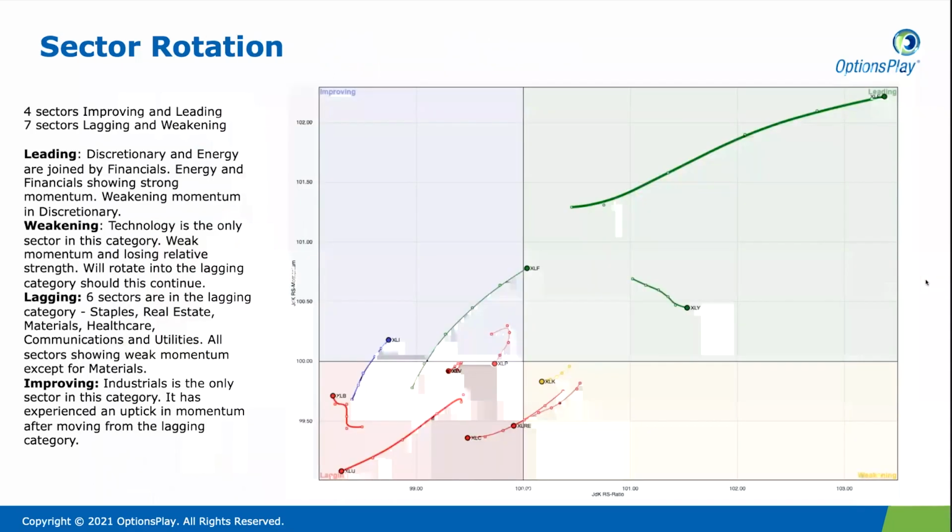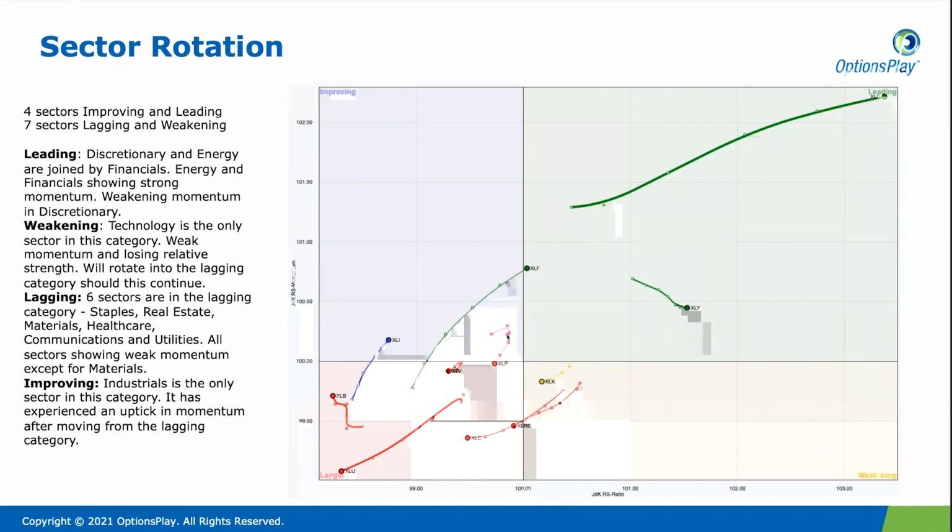So taking a look at sector rotation, we do see a fair amount of rotation here. We have 4 sectors in the improving and leading category, 7 in the lagging and weakening category. You have energy, the big move here on energy, on those oil prices that I was showing you. Consumer discretionary has been leading for quite some time, but it's starting to lose some momentum here. Financials, one of the big gainers this week on the back of higher interest rates. All the banks have rallied. And also industrials. We've seen some rally from industrials. So those are the 4 leading and improving categories here.